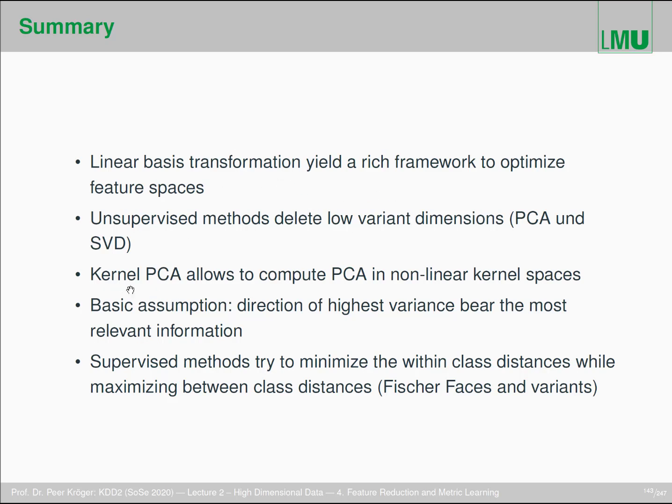If you don't have linear patterns, then Kernel PCA also allows you to compute PCA in nonlinear kernel spaces, which appears to be a little weird, but all those kernels, while appearing a little weird, are mathematically extremely sound and extremely handy, actually. The only downside, of course, is that you have to pick the right kernel for your data. Basic assumption, we already talked about that: the direction of highest variance really has the most relevant information according to the pattern you're searching for.